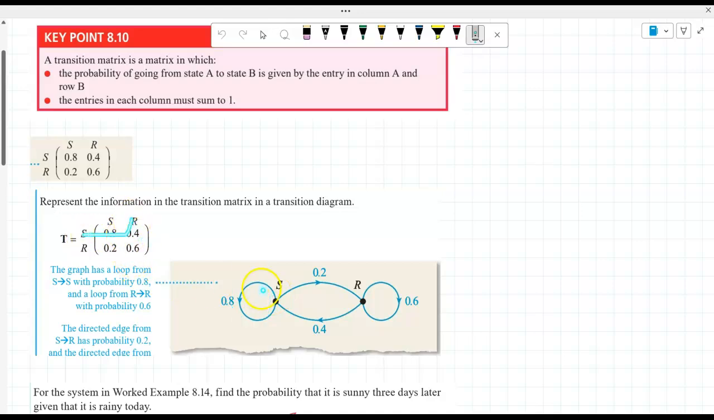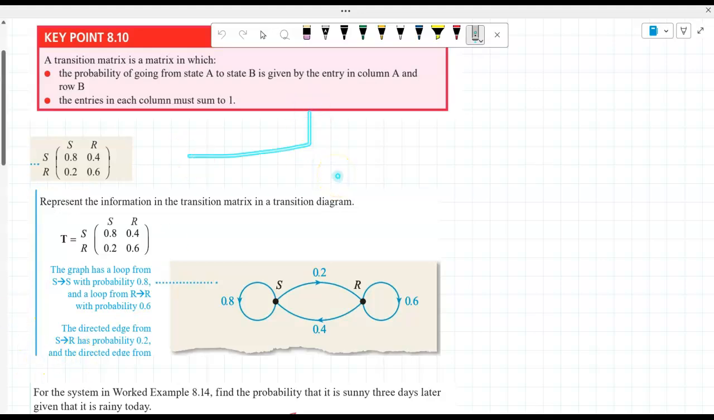S to R, you interpret like this. R to S, it's going like this. R to S. S to S. S to R, it goes from up to down. And you know, when we're doing graph theory, it goes this way. Graph theory, we went this way.